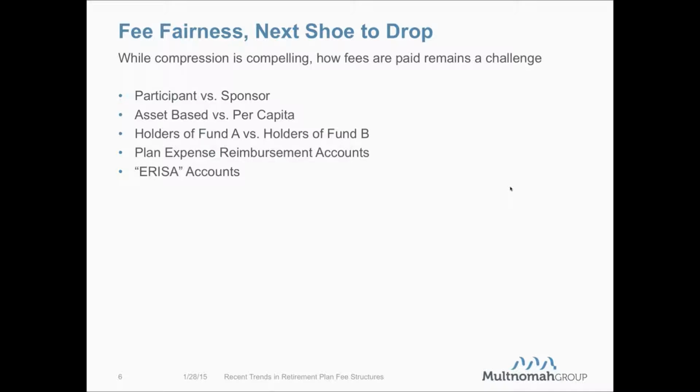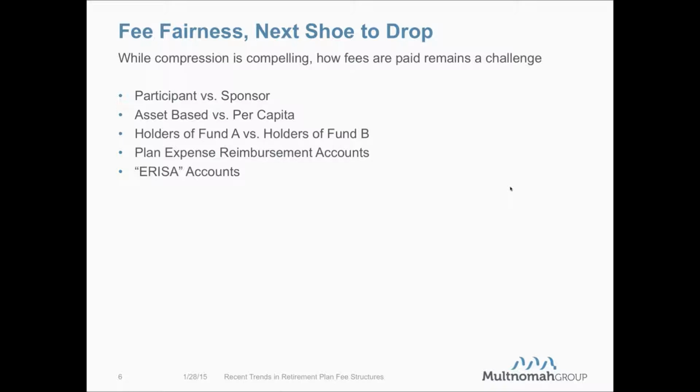The question that's come up frequently recently is, are asset-based fees really the most appropriate way to pay for record keeping, administration, and employee communication services? Is that a good tie to the amount of work or effort being expended in the marketplace, or would a per capita or per head fee be a more appropriate way for record keeping expenses to be assessed? Is it fair and reasonable that different participants who hold different investment products may pay a larger or lesser percentage of record keeping expenses?